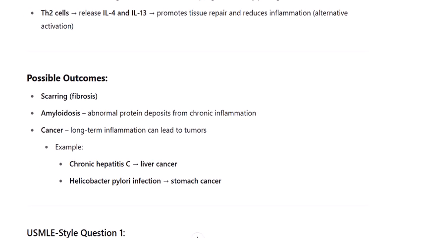Possible outcomes: scarring, fibrosis, amyloidosis, which is abnormal protein deposits from chronic inflammation. Cancer: long-term inflammation can lead to tumors. Examples: chronic hepatitis C, liver cancer; Helicobacter pylori infection, stomach cancer.